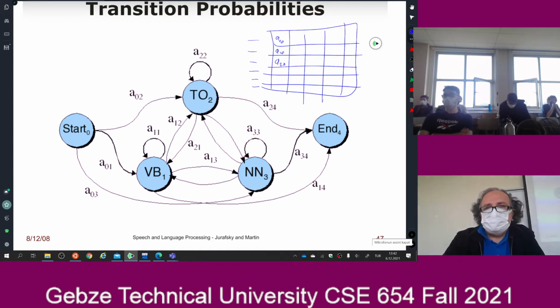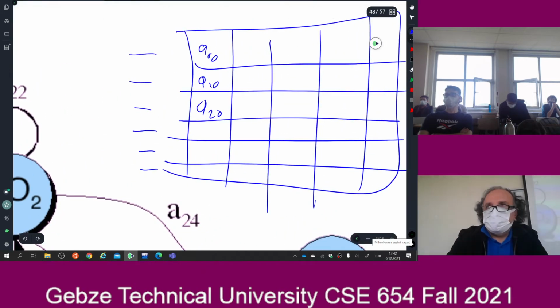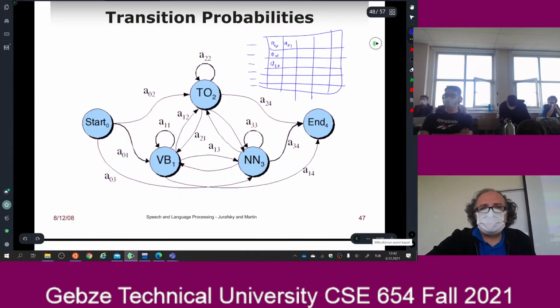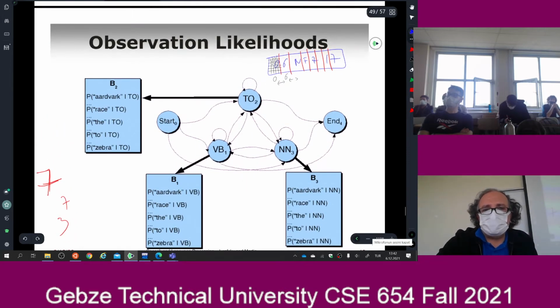And is this a symmetric matrix or not? Is 1 0 the same as 0 1? No, it is not. Right? Because a verb can come after 2, but a 2 cannot come after a verb. Both of them are possible, but one of them is a very, very small value. Okay, so these are the transition probabilities, and then we have the observation likelihoods.